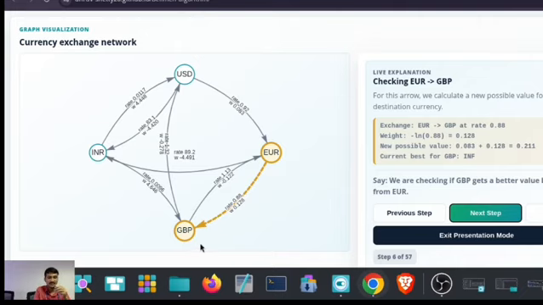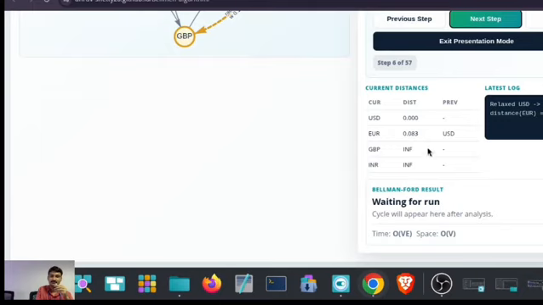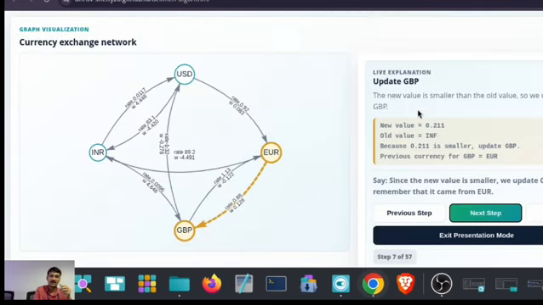The GBP value is infinity, as we considered earlier, so add that value. So the result is 0.211. Why? Because infinity is much larger than 0.211. As we know, we have to find out the shortest path, so replace it with 0.211.